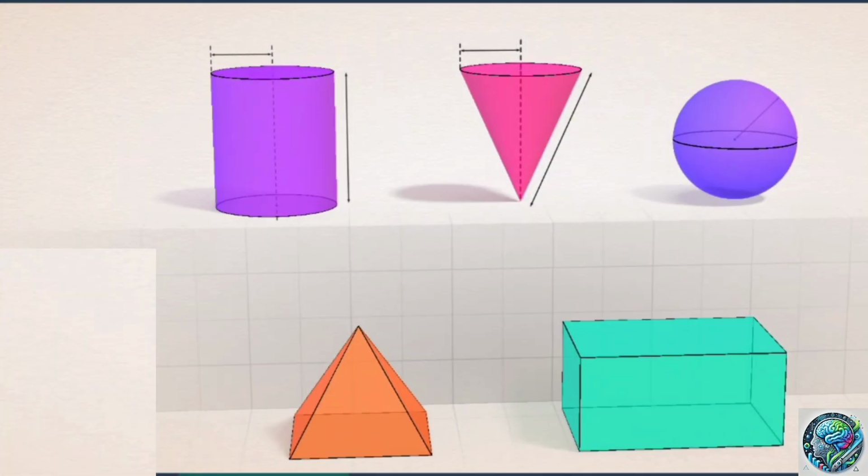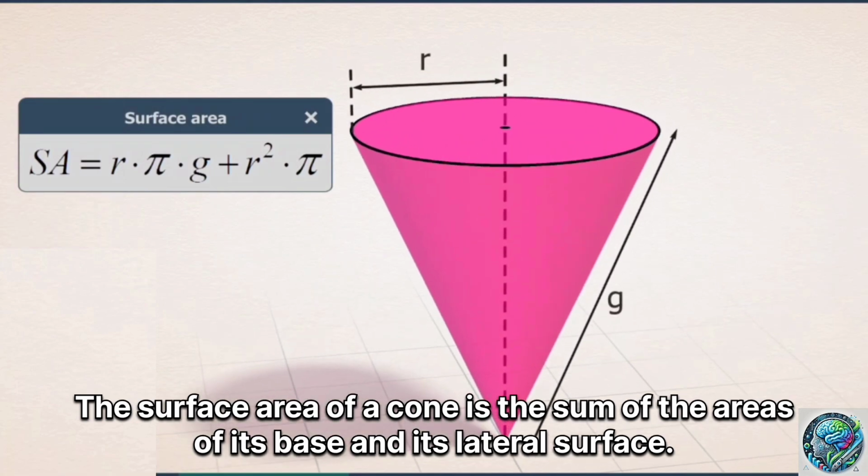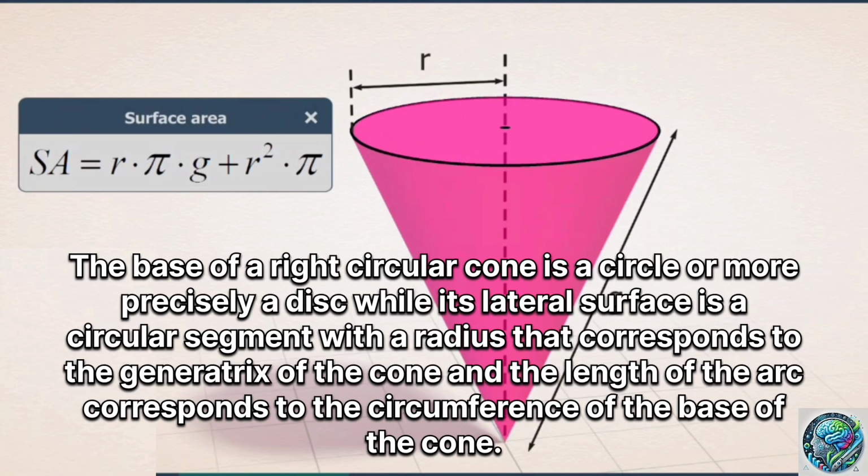The surface area of a cone is the sum of the areas of its base and its lateral surface. The base of a right circular cone is a circle, or more precisely a disk, while its lateral surface is a circular segment with a radius that corresponds to the generatrix of the cone, and the length of the arc corresponds to the circumference of the base of the cone.